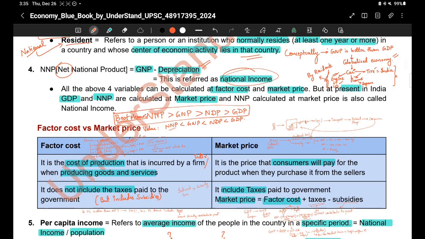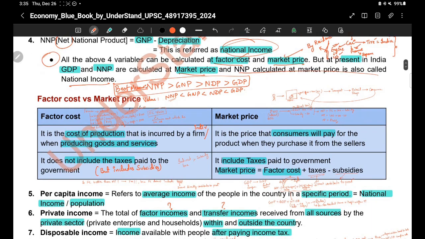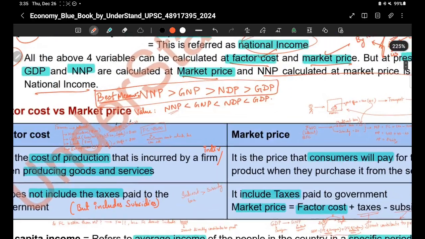Okay, all the above four variables can be calculated at factor cost and market price. But at present, India's GDP and NNP are calculated at market price, and NNP calculated at market price is also called national income. I will tell you what is factor cost and market price. It is very simple. We'll come back to this point again, but first, let me just tell you the best measure.